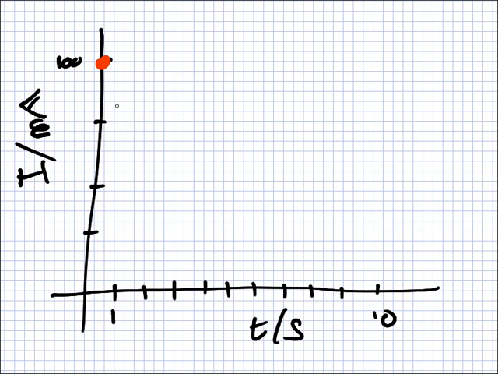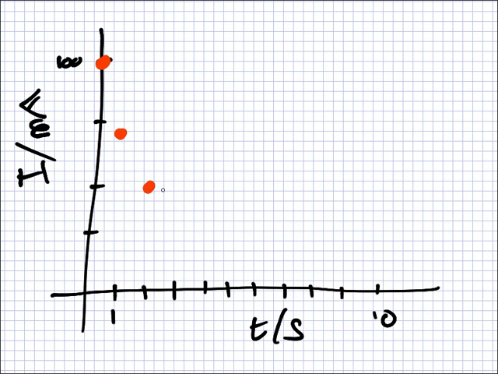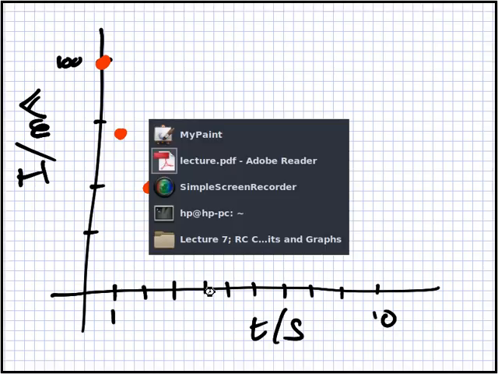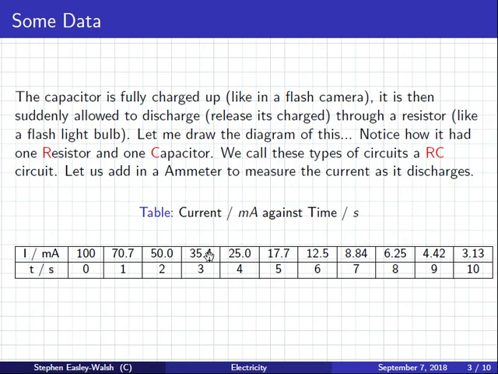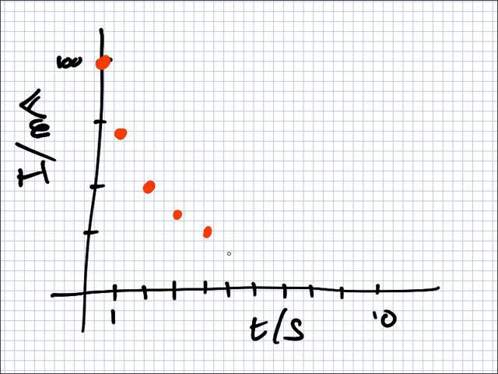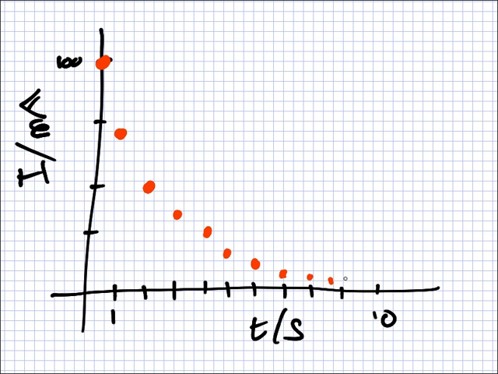So then the next one is, what did I say? 70. So that's like about here. And the third one, 50. Then the fourth one, it's like about here. Then the next one, 25, 20, 17, 12. You get the idea what's happening here. 8, 6, 4. Okay. So if you were to look at the graph, it goes like this.